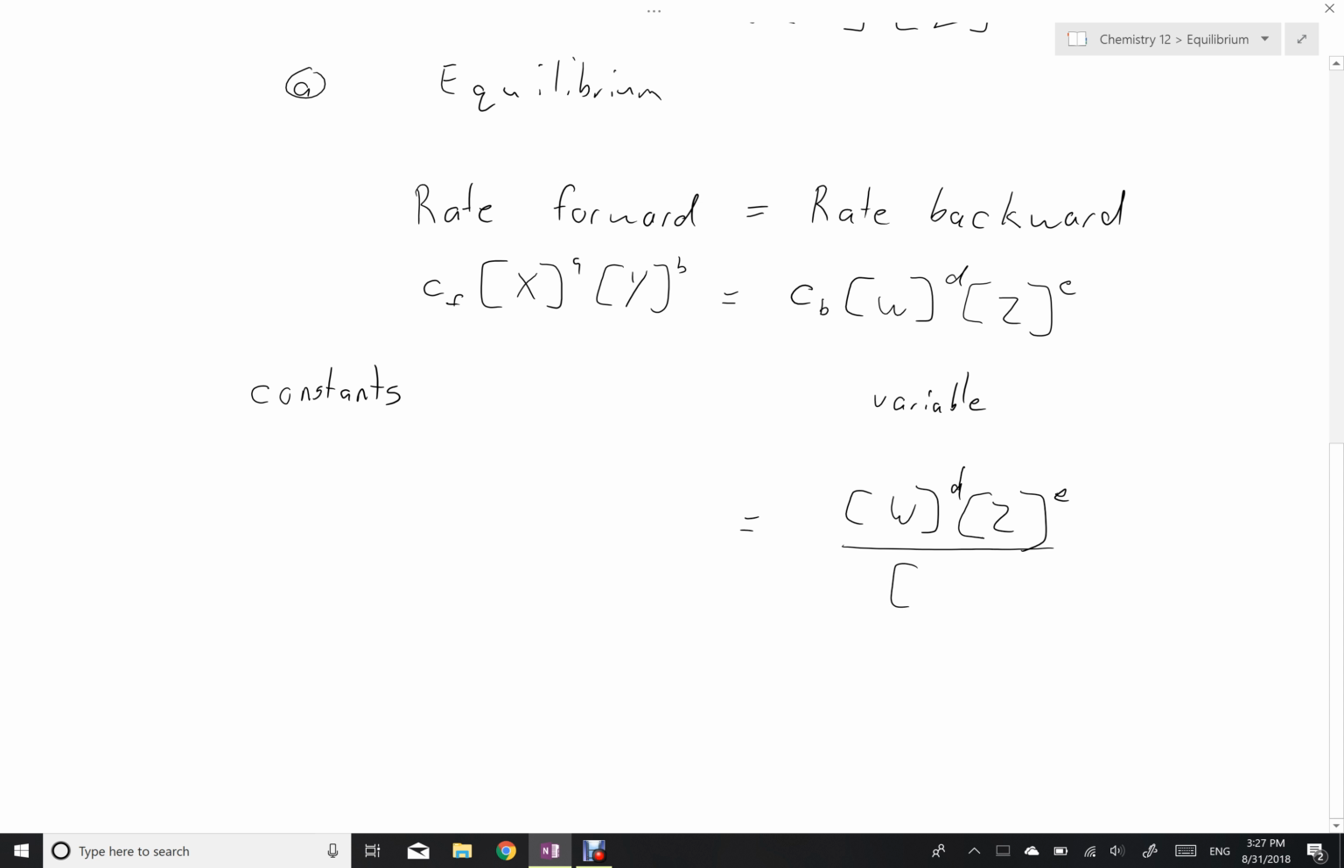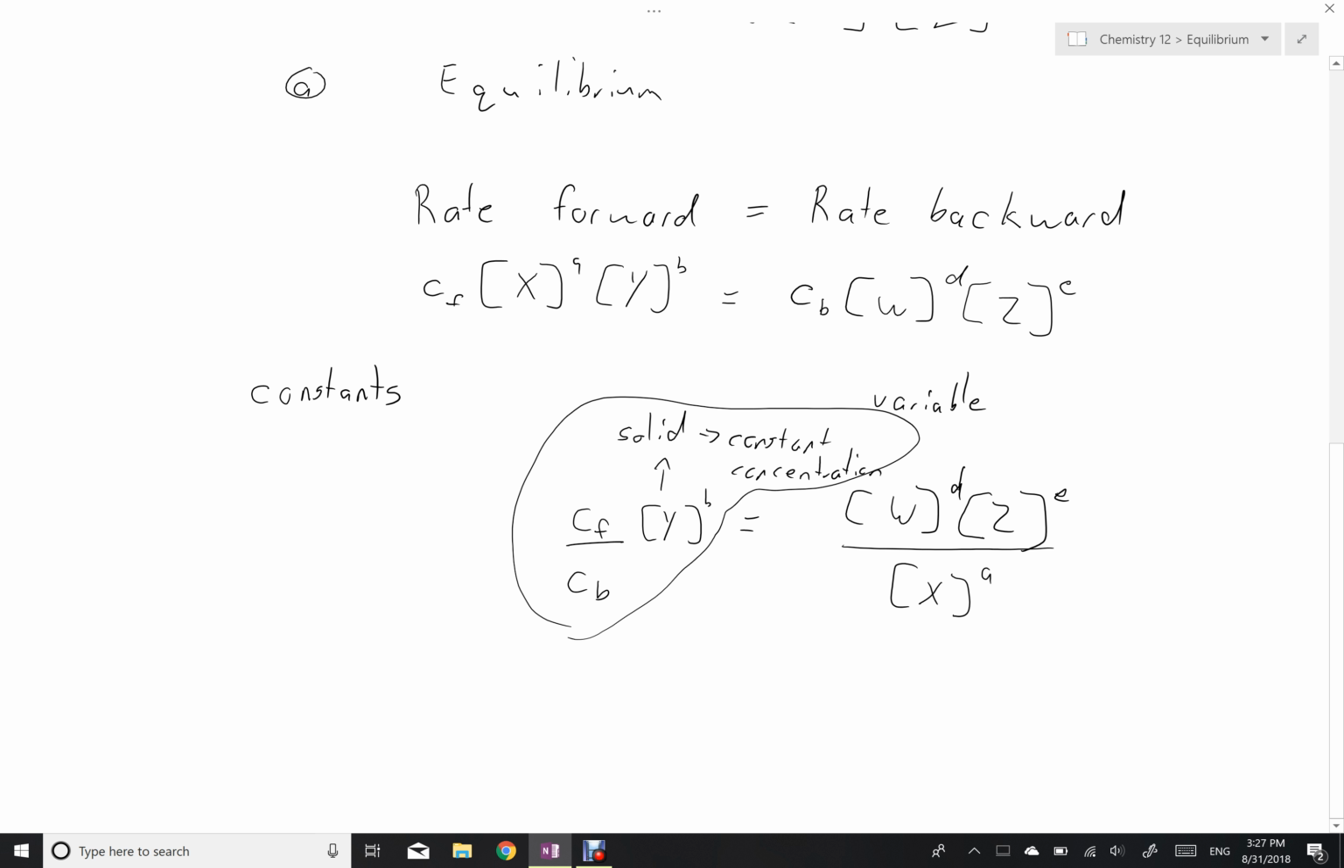And if I bring my X over here, and then I'm going to bring all my constant stuff to this side, so CF divided by CB, and my Y to the power B, because it's a constant, would stay here. It's a solid, so that means it has a constant concentration. Recall from a previous video that constant concentrations are things that are solids or liquids. Gases or aqueous products have variable concentrations. So I'm going to take all this constant stuff because it doesn't change, and I'm going to turn it into one giant constant, and I'm going to call that the equilibrium constant.